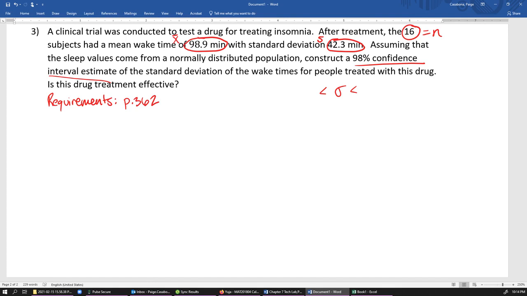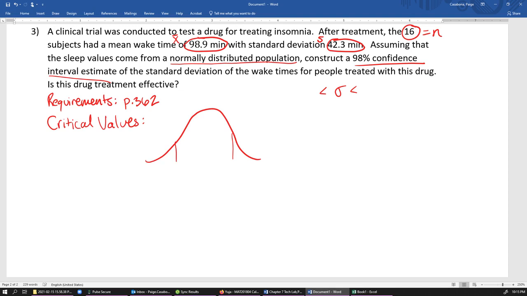So this is a little bit different than doing a mean estimate in that that requirement of normality is very important, even if you have a big sample. So it is kind of important that they are telling us that this is coming from a normally distributed population. So that means that the amount of time people are awake at night is normally distributed in general. Okay, so based on these, I'm going to go ahead and find the critical values.